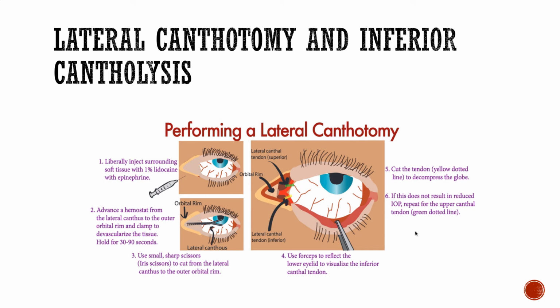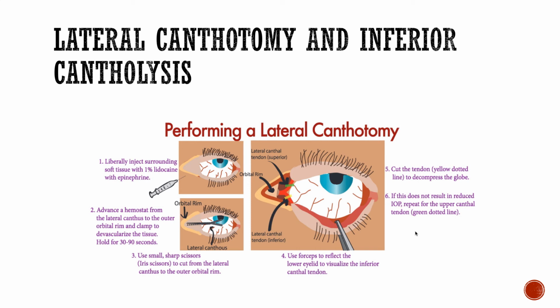So you're going to inject lidocaine into the lateral aspect, 1% with epi, and then you use a hemostat to put pressure and leave it clamped down about a centimeter or two to devascularize the tissue. And then you want to leave this in place for at least a minute. And then take it off with blunt scissors. You want to cut it, and that'll help to open up that space.